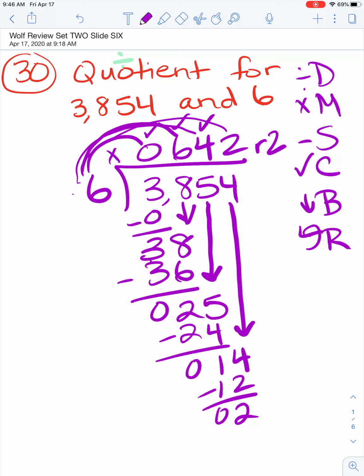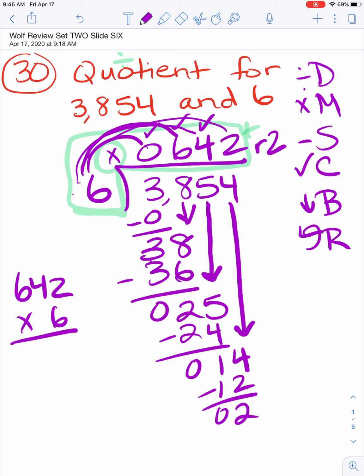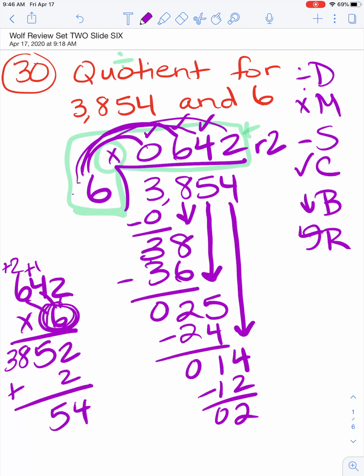To check our work, we take our quotient times our divisor, and then we add our remainder. So let's do that. We're going to take 642 times 6. We take our 1s times our 1s, and our 1s times our 10s. 24 plus 1 is 25. And our 1s times our 100s. 6 times 6 is 36, plus 2 is 38. But we have to remember to add our remainder.